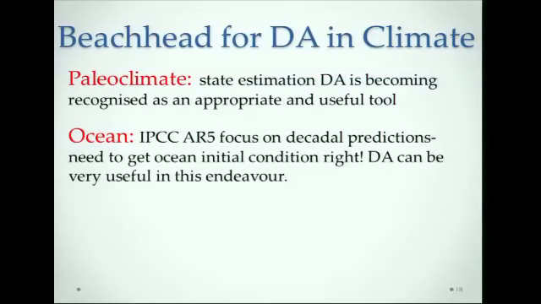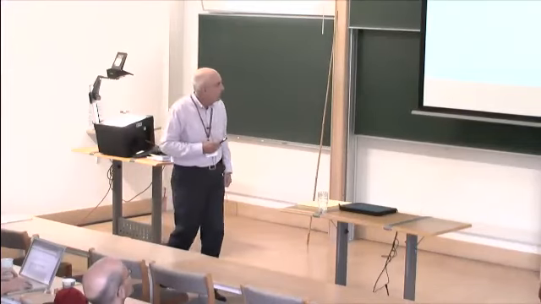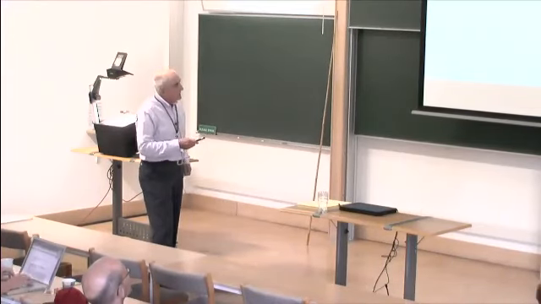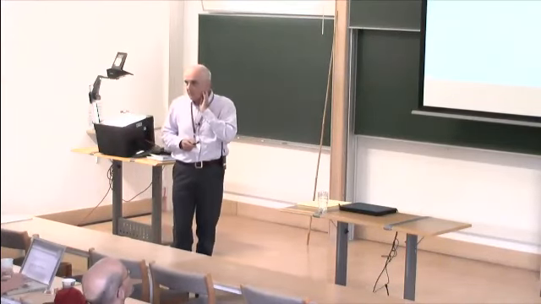The second thing is the ocean. The IPCC AR5 has put a focus on decadal predictions, rather than longer, say, centennial predictions. Rather than trying to predict what's going to happen in 2100, the aim is making better predictions about what's happening in 2020, 2030, 2040, and so on, with the idea being that it can be the basis of decision-making processes.